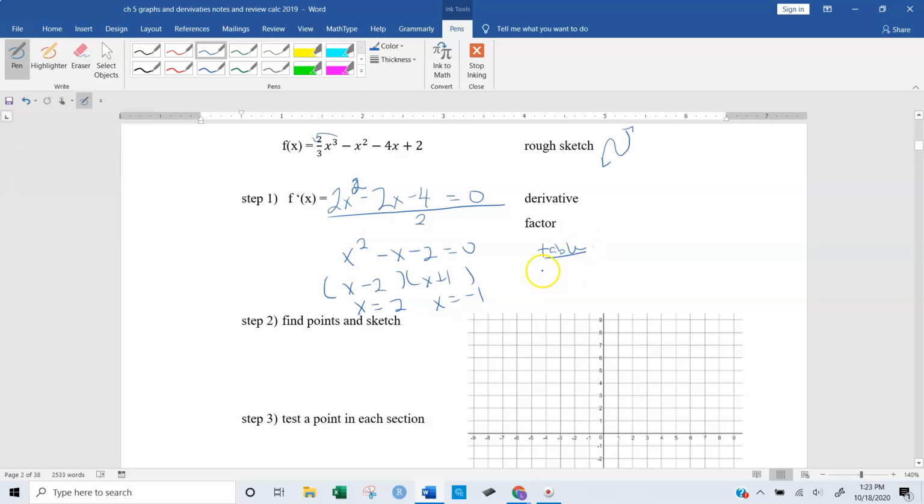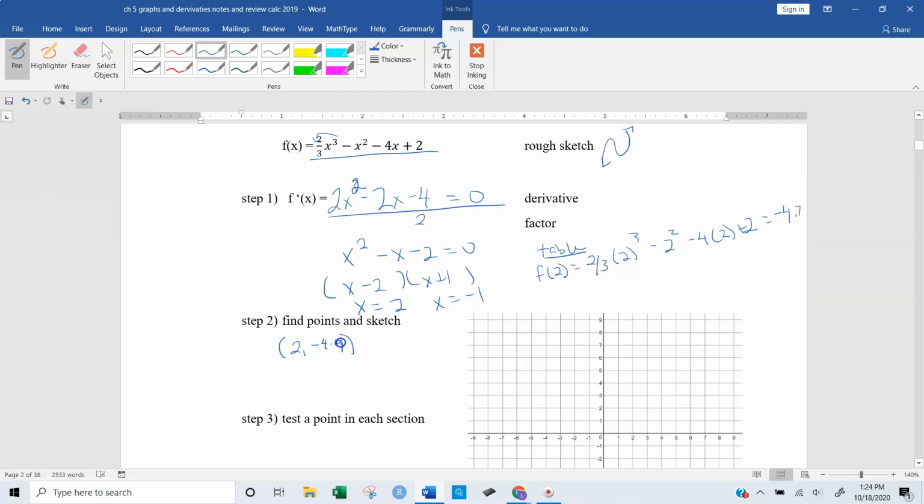So what you're technically doing if you do not have the table mode on the calculator is you're finding f of 2. You're using the original right here, not the derivative: 2 cubed minus 2 squared minus 4 times 2 plus 2. Now, if you have the table mode, you just type that in and you're done. If you don't have the table mode, you got to do this each time. And when I do that, I get -4.7. So my first point is going to be 2, comma, -4.7.